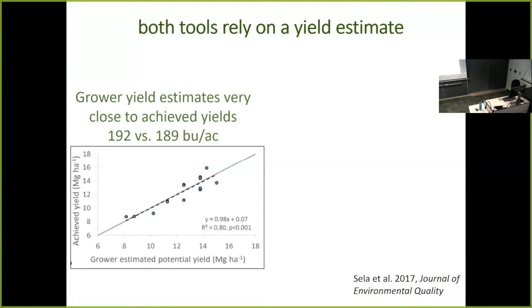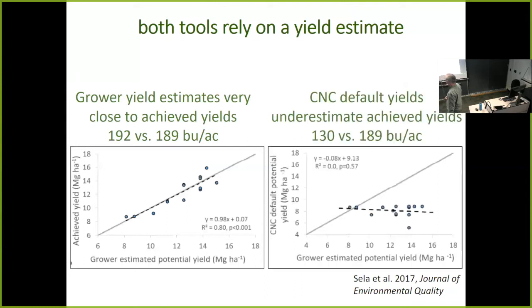On the left here, what you can see is the achieved yield in the trials versus the yields that were estimated by the growers. And we found that growers have a very good sense of what the potential of their field is, okay? Remarkable, actually, quite, three bushels per acre difference. And if you use the actual default yields in the database of the CNC, we found that it underestimates the yield that we're measuring in the field, quite largely, by about 60 bushels per acre.